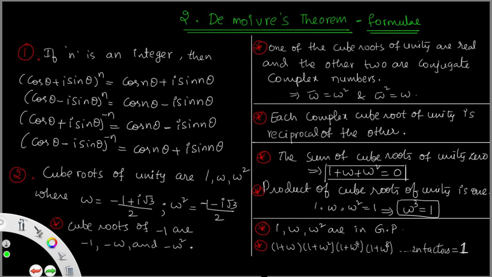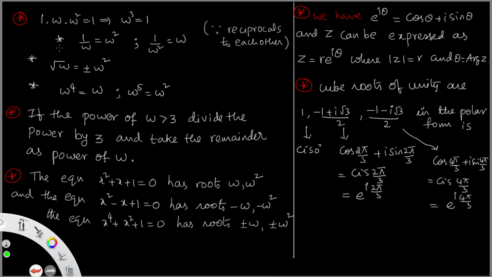These are the properties. Another property: 1 into omega into omega square is 1, which is nothing but omega cubed equal to 1. Then we can write 1 by omega equals omega square and 1 by omega square equals omega.